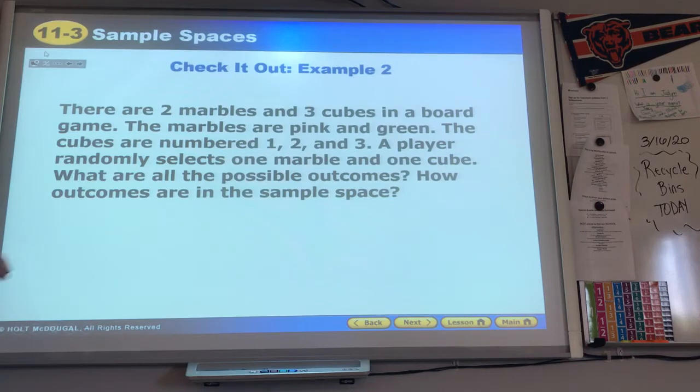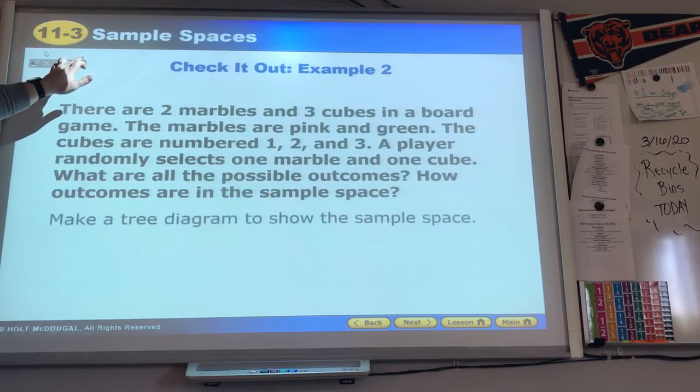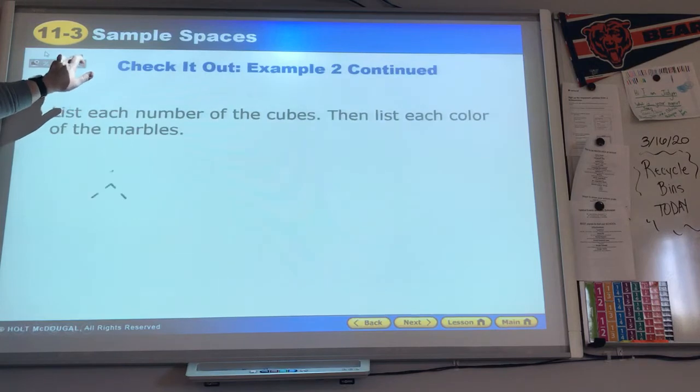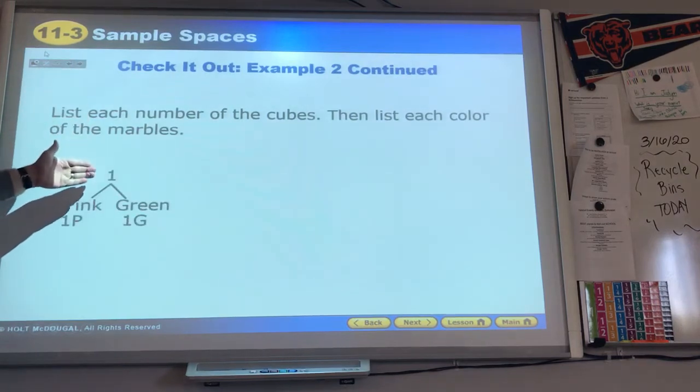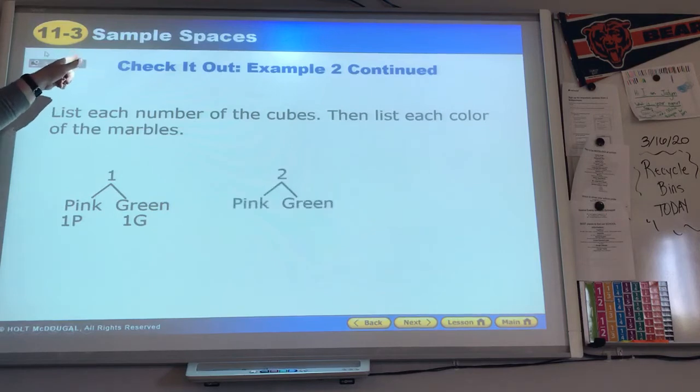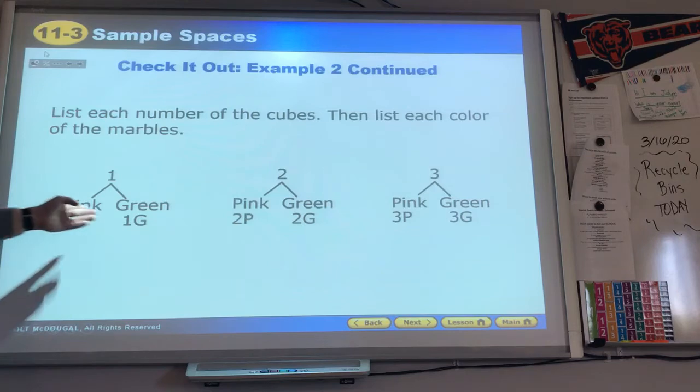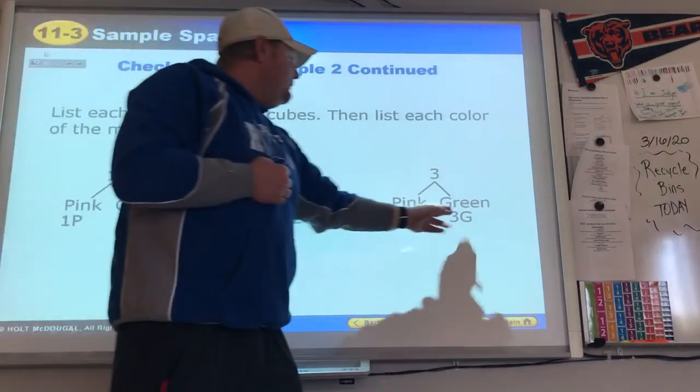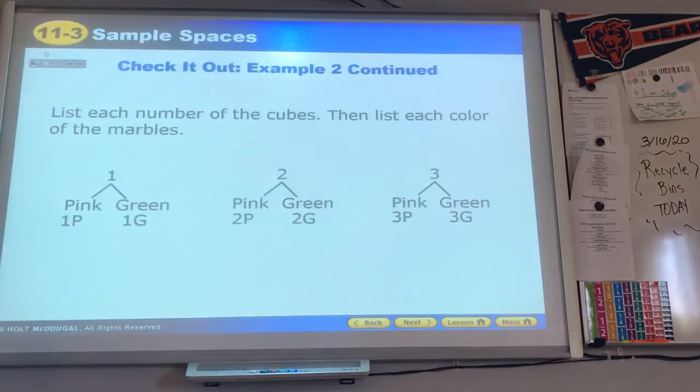6. Let's see. We're going to make our tree diagram. All right. If I get a 1, I can have a pink and a green. If I get a 2, I could have a pink or a green. If I get a 3, I could have a pink or a green. 1, 2, 3, 4, 5, 6 different outcomes. All right.